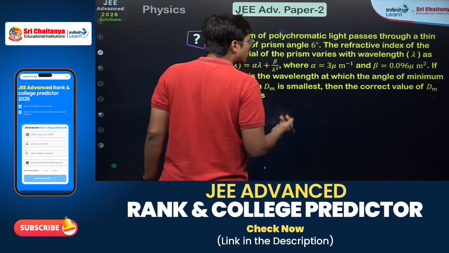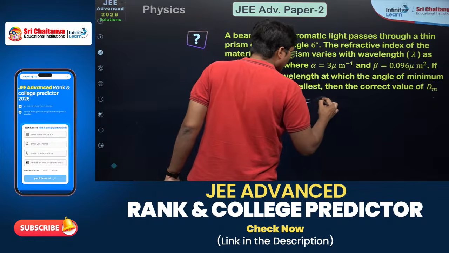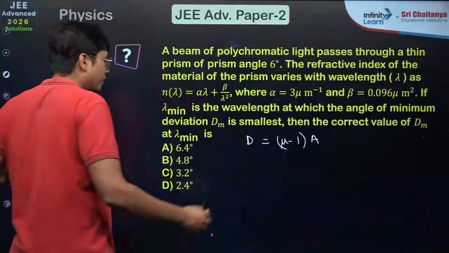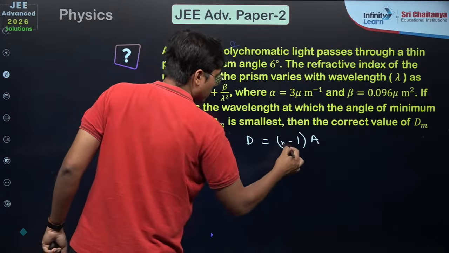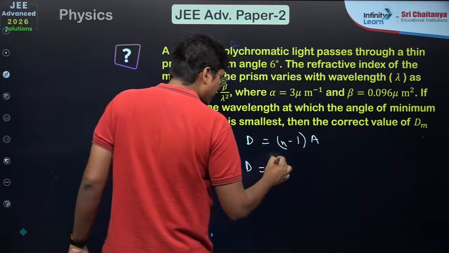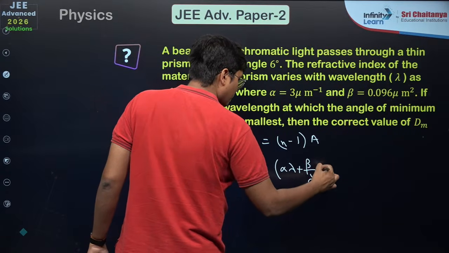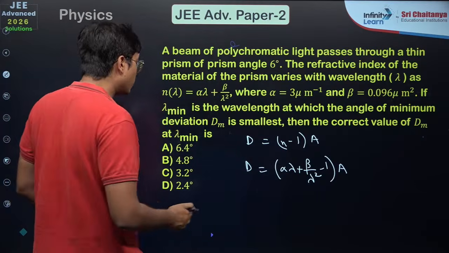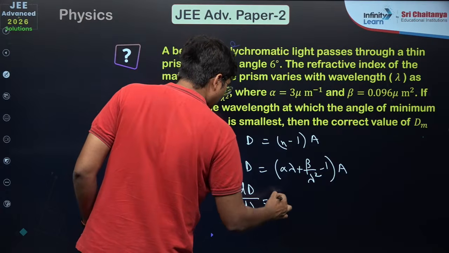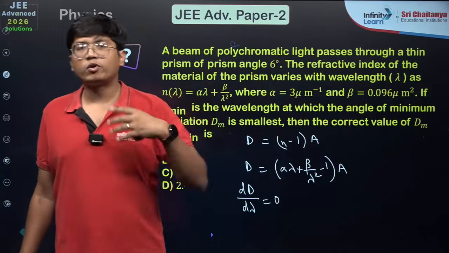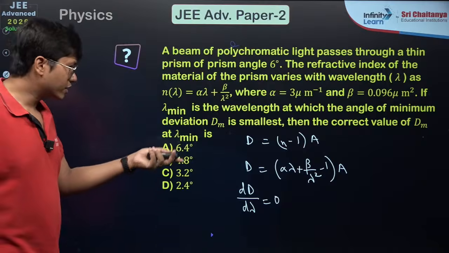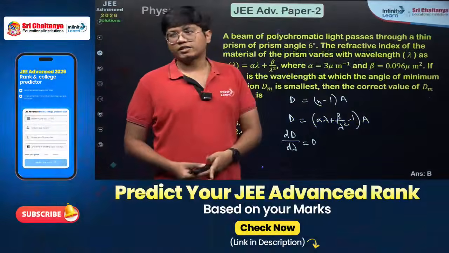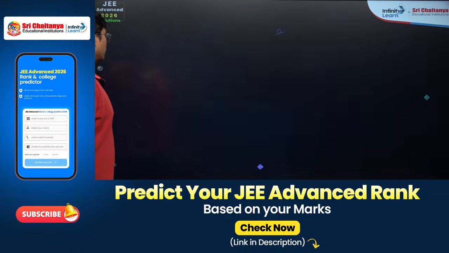You don't even have to bother too much. You know the deviation is equal to mu minus 1 times the angle of the prism. You can take this, or rather it's given n, so I'll write n, and plug it in. You will have n is equal to alpha lambda plus beta by lambda square, minus 1 times a. Now since you're looking for at what value it is minimum, it's just applying maxima minima. Go for d by d lambda equal to 0. You get the values of lambda, apply a second derivative on it to check basically for the minima value, and I'm not going into calculations here, it's just calculations past this, so it will give you option B. I think this was like the easiest straightforward question. Like if this would come in mains, no one would really bother about it.